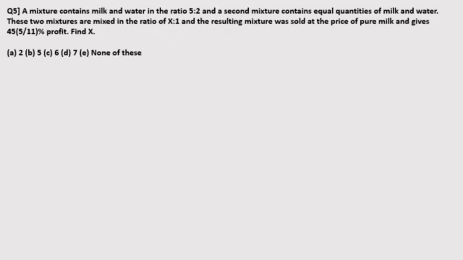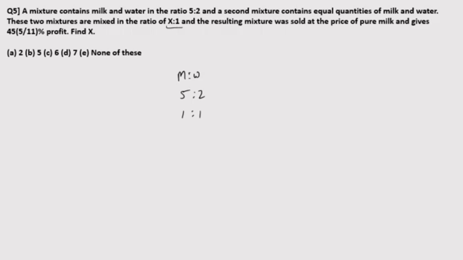Question number 5, that says a mixture contains milk and water in the ratio 5:2, and the second mixture contains equal quantities of milk and water. Equal quantities means ratio has to be 1:1. The two mixtures are mixed in the ratio x:1.